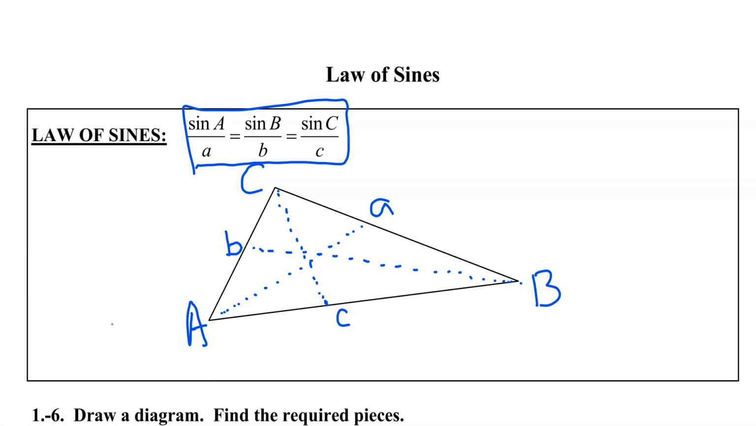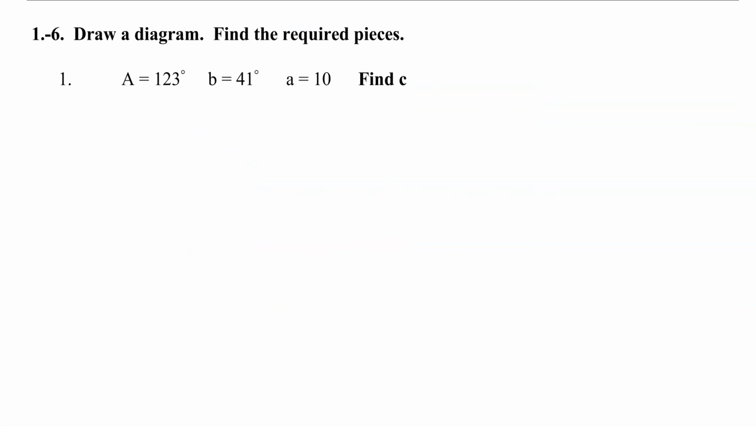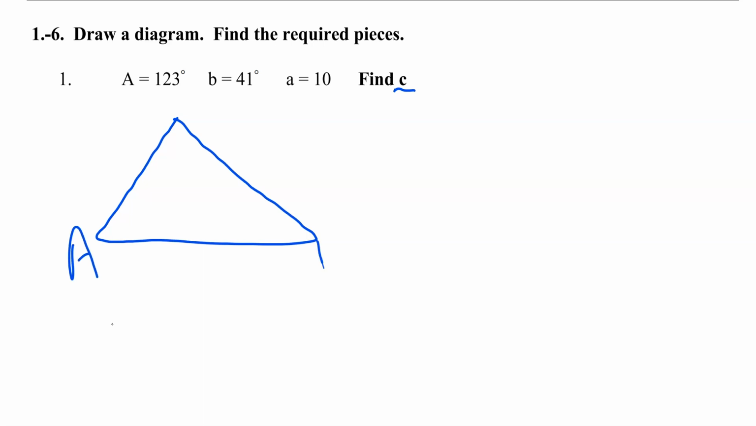Write this down, pause it if you need to write them, but we want to do 2 practice questions. Okay, here's our first one. Given some information, we need to find the missing side, side C. It's a lowercase. So what I'll do is I'm going to draw a triangle. I'm going to label it A, B, C.